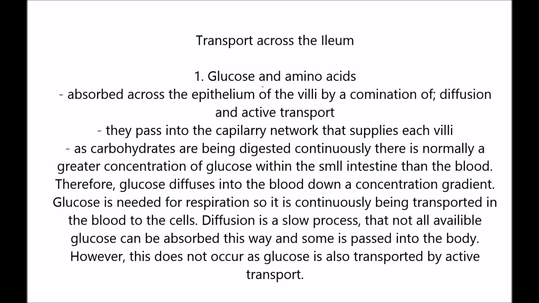Glucose is needed for respiration as it is continually being transported in the blood cells. Diffusion is a slow process, so not all available glucose can be absorbed this way and passed into the body. However, all glucose is passed into the body because it can also be transported by active transport. So that's why the epithelial cells contain mitochondria for the active transport.